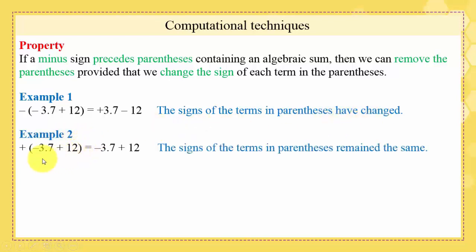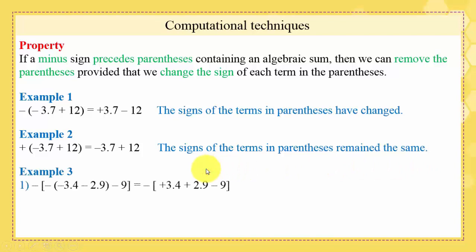Example 2. Look at this parenthesis. It is preceded by plus. When the parenthesis is preceded by plus, to remove it, the terms remain the same. It remains minus 3.7 plus 12. So the minus changes all the signs in the parentheses, plus doesn't change any sign. The signs of the terms in parentheses remain the same.